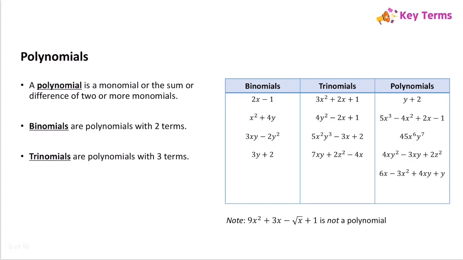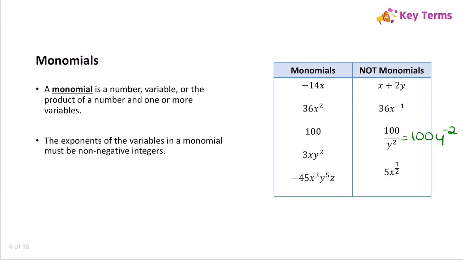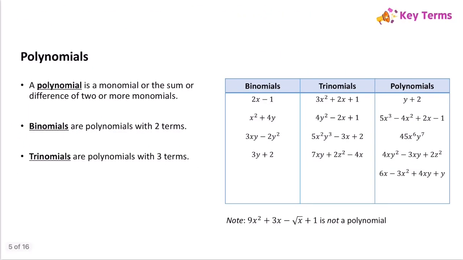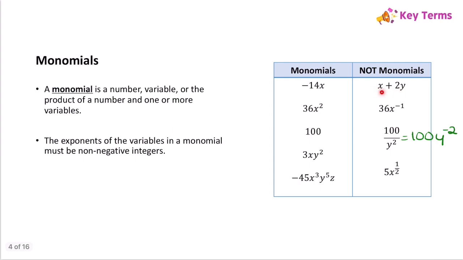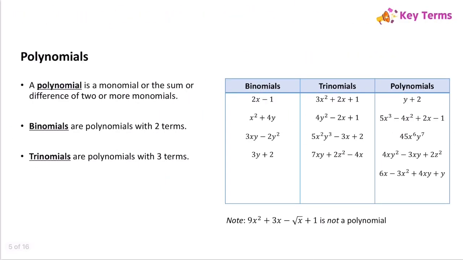So we also will talk about polynomials. So a polynomial is a monomial, okay? So all of these monomials are polynomials, or it's the sum or difference of two or more monomials, okay? So that's why in this case, this was not a monomial, x plus 2y, but it is a polynomial. So binomials are polynomials that have two terms in them, okay? And trinomials are polynomials that have three terms. And you can identify the terms because they'll be separated by addition or subtraction signs, okay?